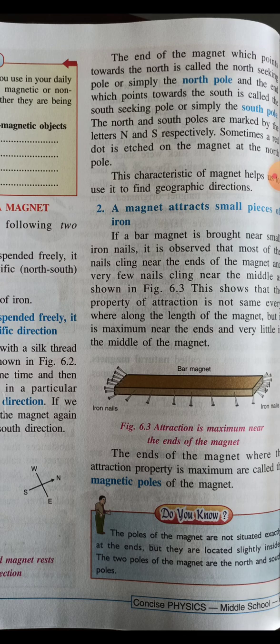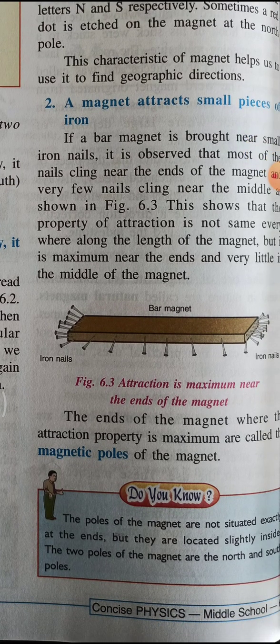Now, fun fact again: do you know the poles of a magnet are not situated exactly at the ends, but they are located slightly inside? Means just at the ends are not the poles, they are slightly inside the ends. The two poles of the magnet are North Pole and South Pole.